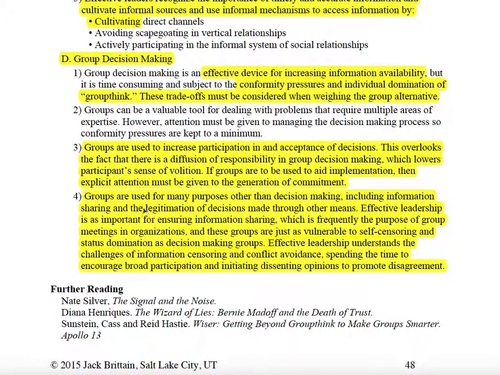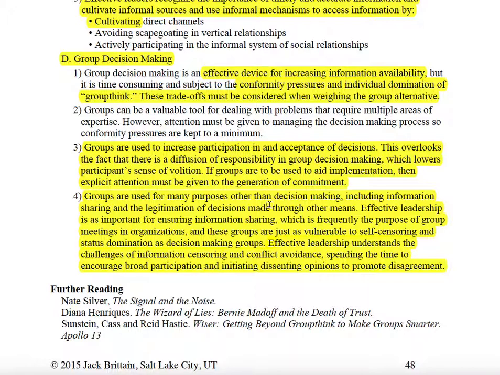And then we also talked about this concept of legitimation of decisions, where the group process is actually leveraging the conformity pressures to get people on board to implement a decision and make sure that we not only have made the decision, but we're going to implement the decision, that there's going to be follow through on it.